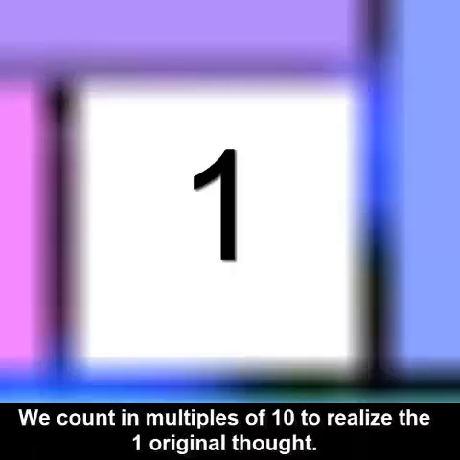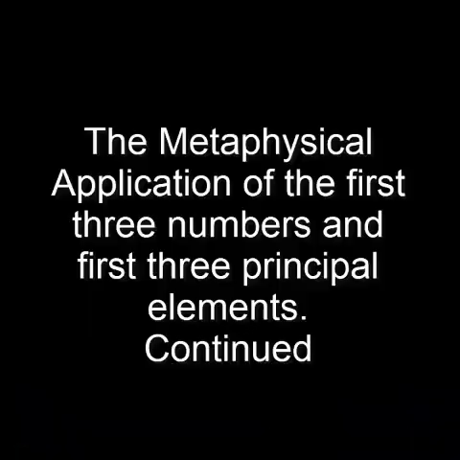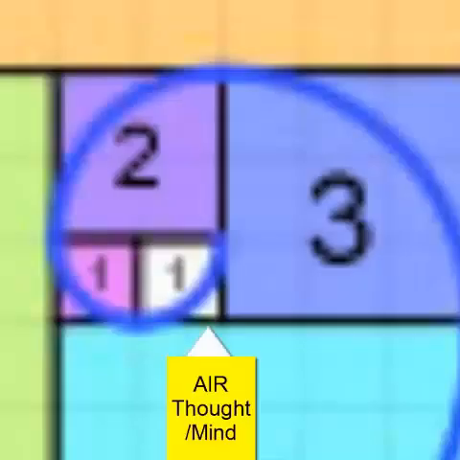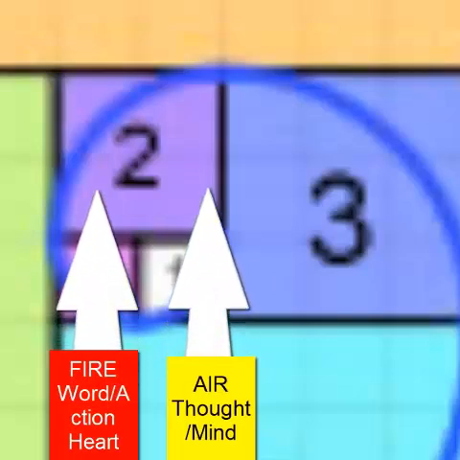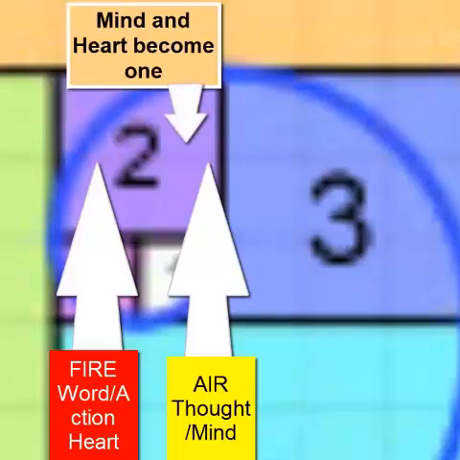And as humans, we normally count in multiples of 10 to realize or crystallize our original thoughts. The first number has to do with air, your thoughts, which has to do with the mind. The second number is the heart, and then the actions and the words you take. The heart and the mind combine to become one, which is that number 2 there.